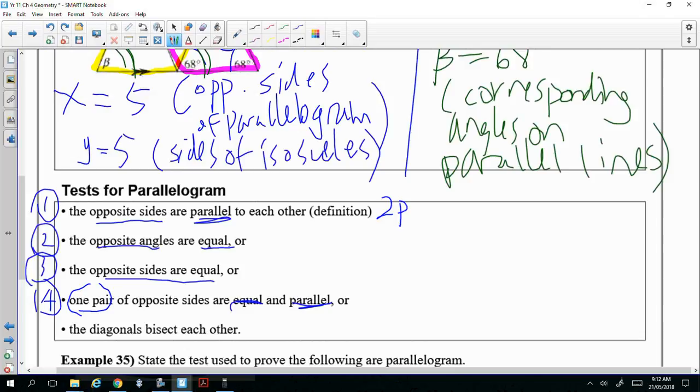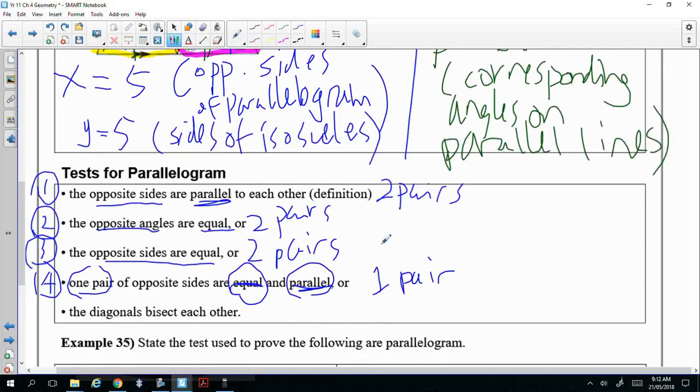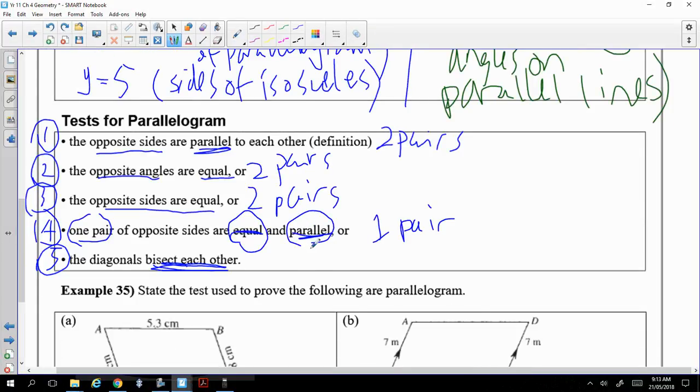And then the 5th test is the last property of the parallelogram: the diagonals bisect each other. So if you can prove they bisect each other, then it is a parallelogram. So there are 5 tests. So we're going to use one of these tests to prove whether the following shapes are parallelograms. And you have to mention the correct test when you do it and give the right reasons.